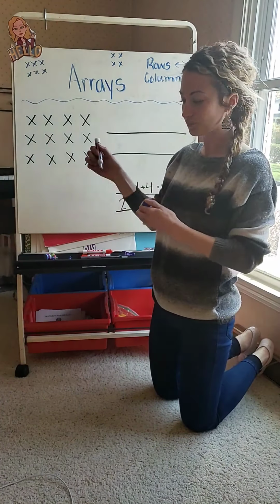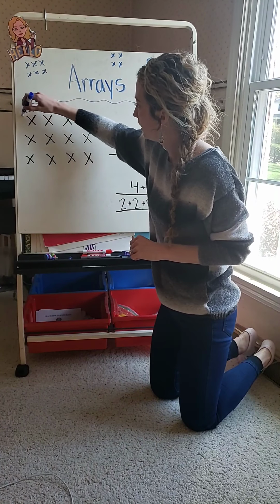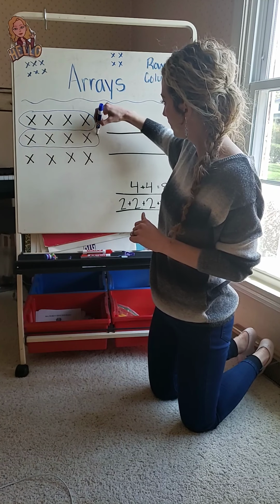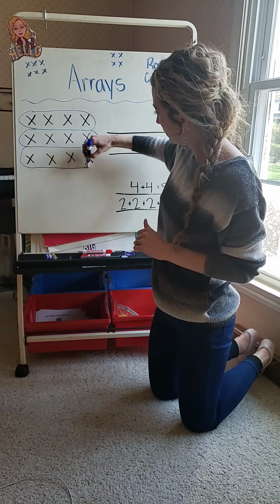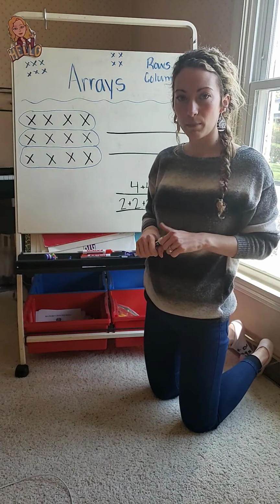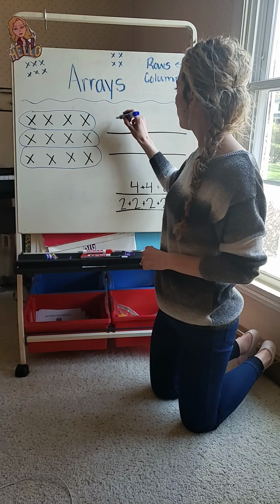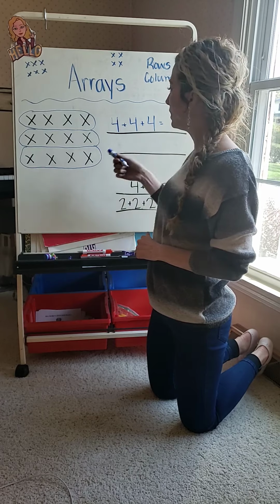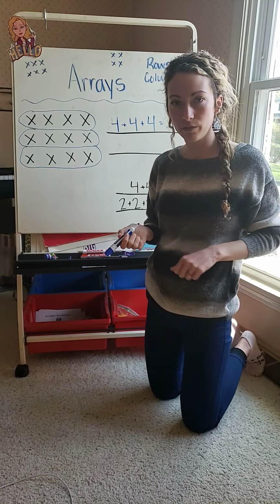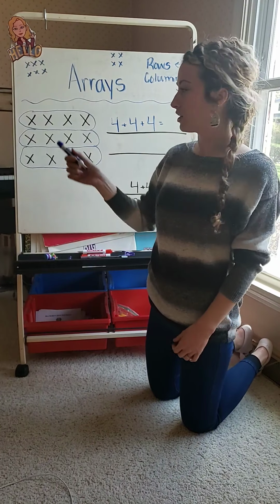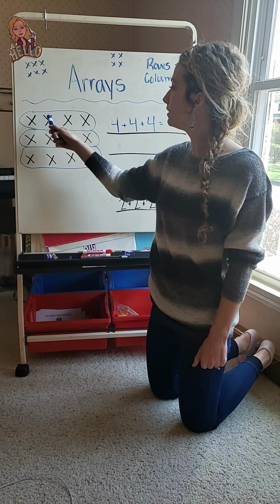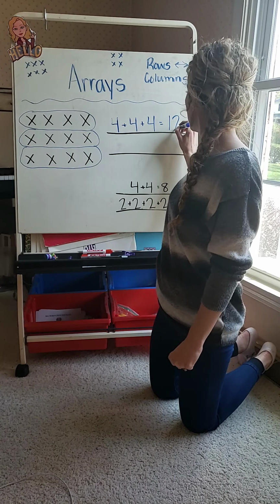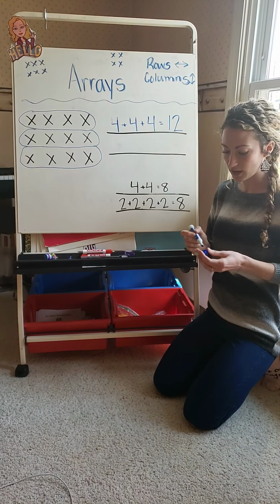I see an array that has 4 plus 4 plus 4. So that can be my first number model. I'm going to write that down. 4 plus 4 plus 4. And we know that 4 plus 4 plus 4 is 12. So if you wanted to check your answer, you can count them out. 1, 2, 3, 4, 5, 6, 7, 8, 9, 10, 11, 12. So here is my first number model.